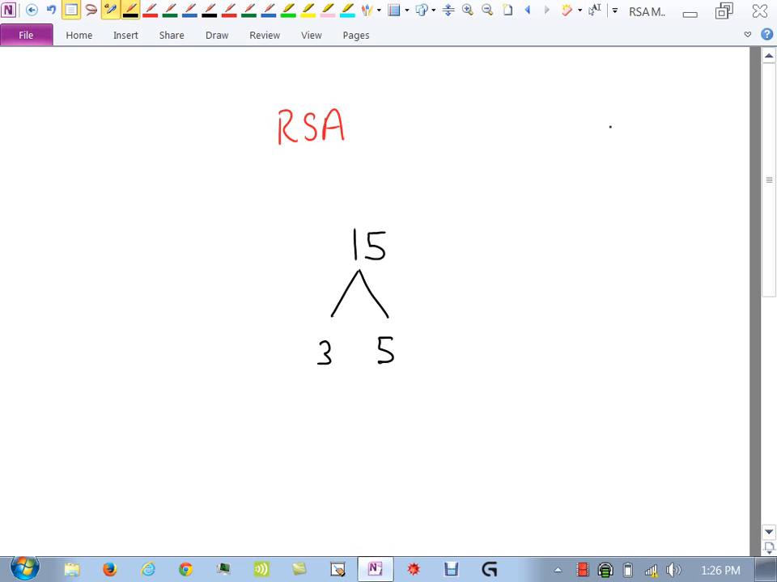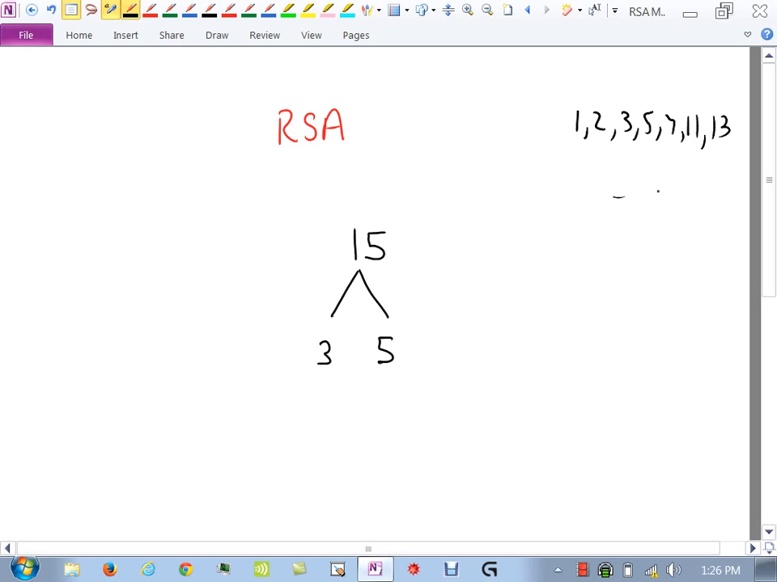So the first couple of primes are 1, 2, 3, 5, 7, 11, 13, and then the list keeps going, right? Turns out there's an infinite number of primes. These primes go forever. Okay, so back to this. 15 comes from 3 and 5, right?